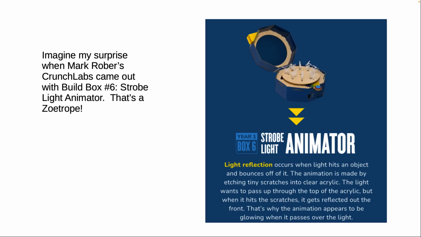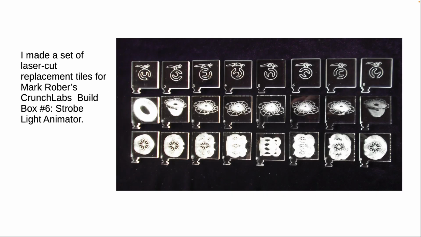Imagine my surprise when Mark Rober's Crunch Labs came out with Build Box number 6 about a year ago, 2023, the strobe light animator. That's a zoetrope. Look at the little animated tiles in there. They're laser cut, laser engraved. Laser cutters are like makerspace things.